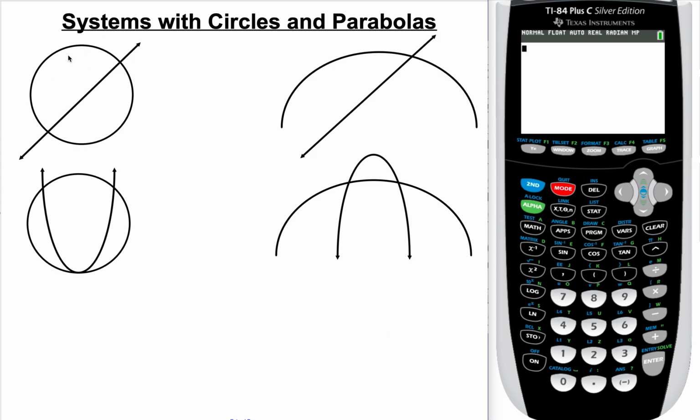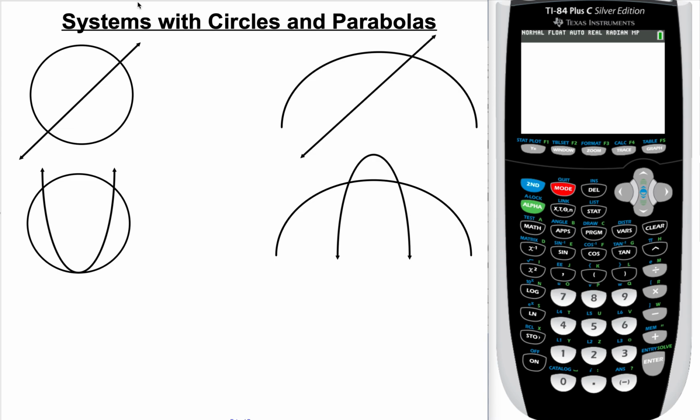So we could have a circle and a line. We could have a semicircle and a line. We could have a semicircle and a parabola. We could have a circle and a parabola. Different kinds of nonlinear systems. Now I know in the past we did nonlinear systems with a parabola and a line, and we even looked at a circle and a line. But now we really want to focus on multiple nonlinear equations at the same time. When we do this, we're going to focus on solving it two ways: graphically and algebraically.